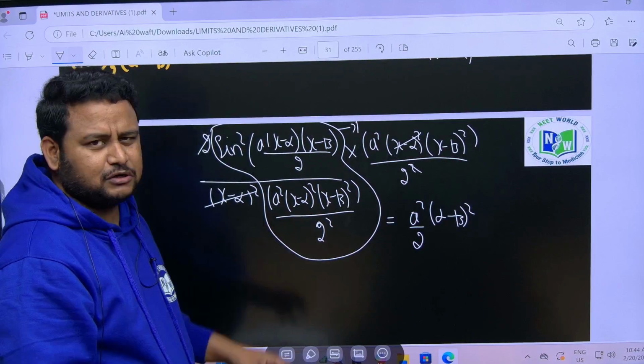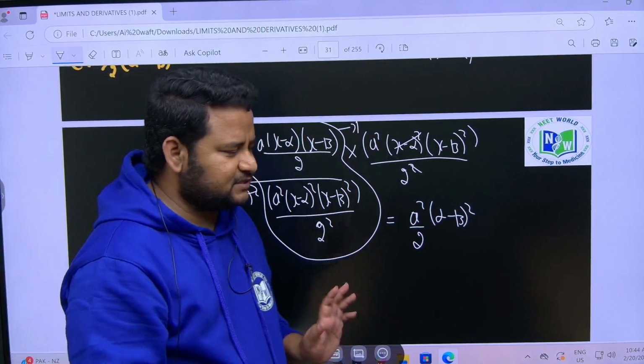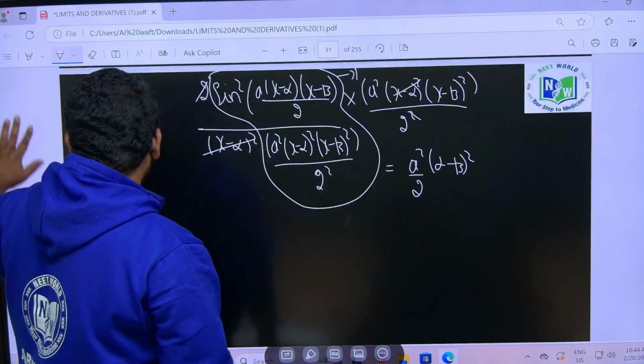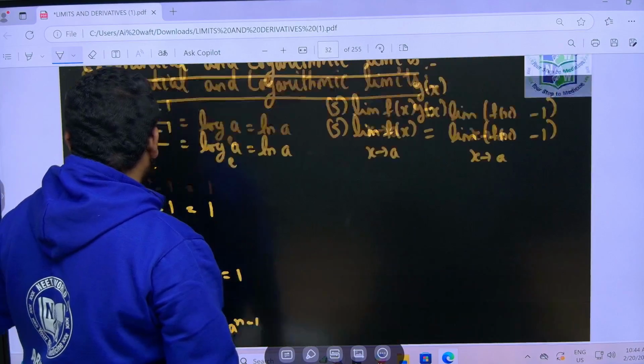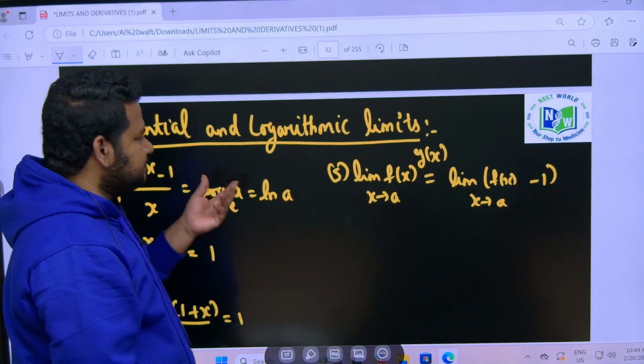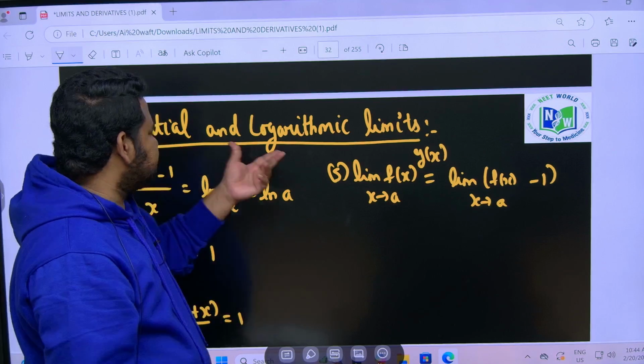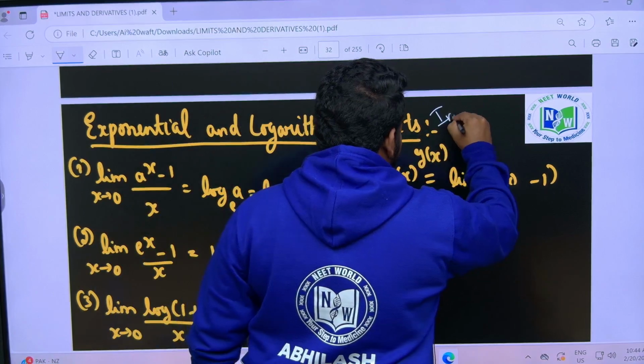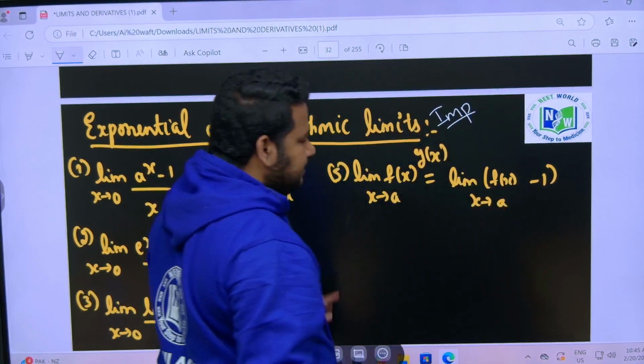So fairly simple question, understood friends? It appears difficult, but it's a simple question. Okay, this is how you solve this question. Based on this, we have a lot of PYQs also. Now we will learn something called exponential and logarithmic limits. This is also important, friends, highly important.